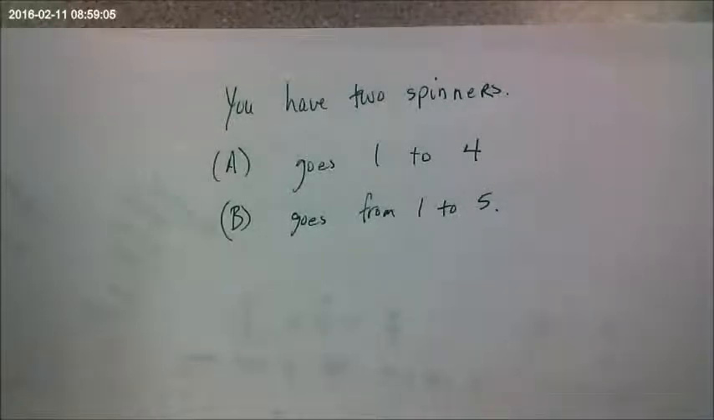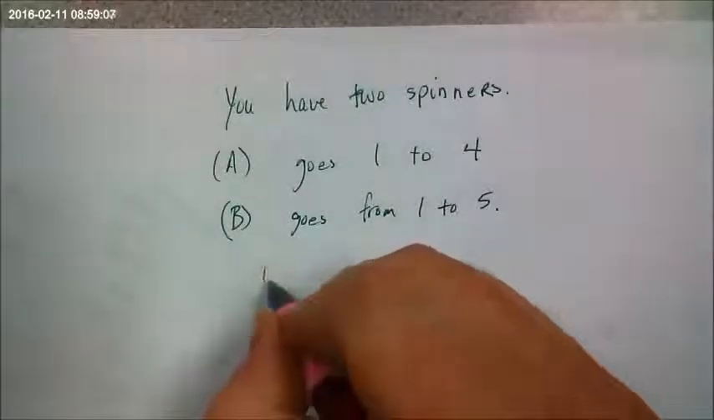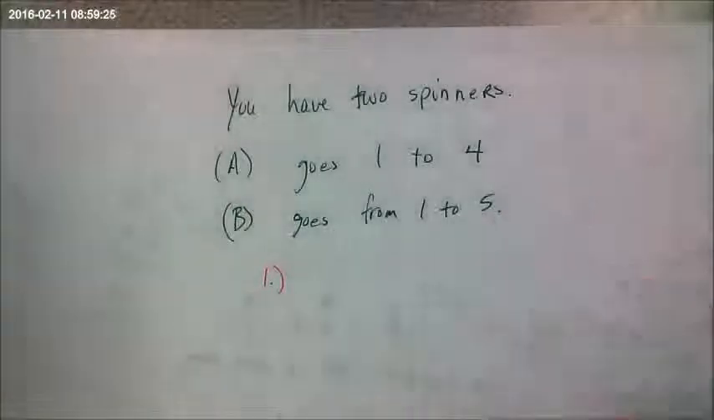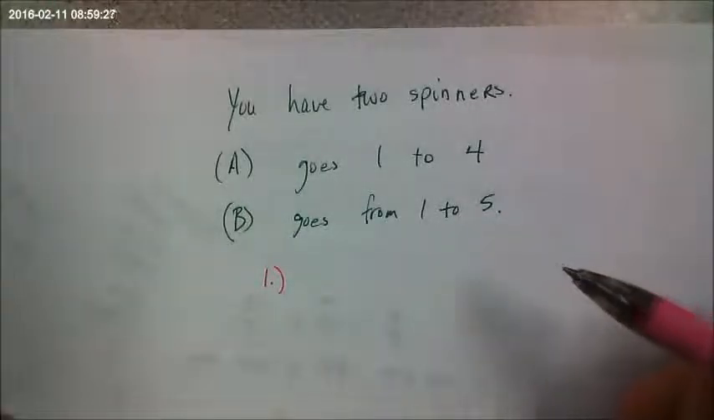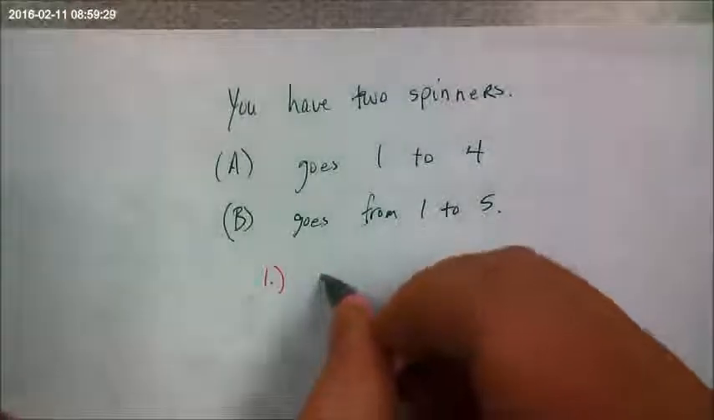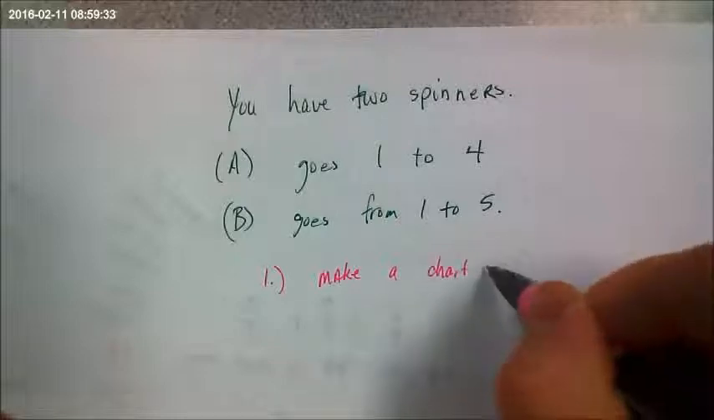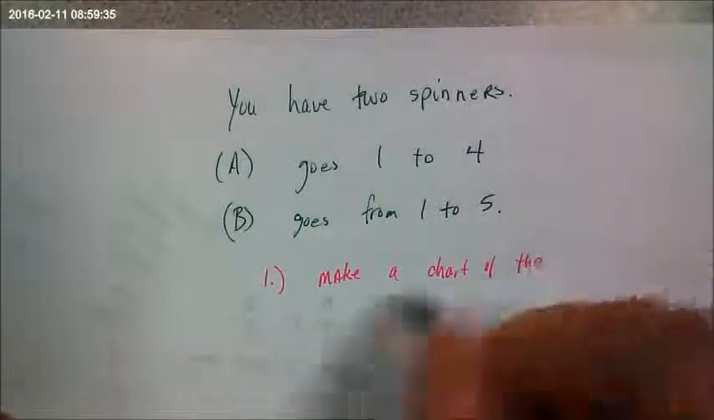All right, so here's what we're going to do. I got the idea for this problem from a Cambridge test, and I think you have a problem like this on your probability quiz, but I'm not 100% sure. Anyway, you've got two spinners. One goes from 1 to 4, the other goes from 1 to 5. Step 1 says to make a chart of the outcomes.